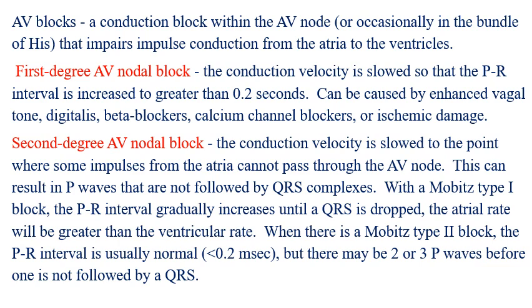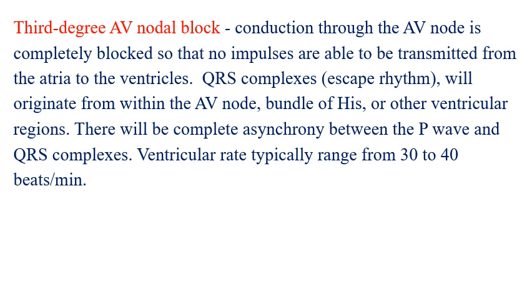AV block is a conduction block within the AV node. We mentioned this: first degree is prolonged PR; second degree is sudden failure of conduction, or progressive prolongation of PR, or 2-to-1 block. In fact, second degree AV block is divided into three types. Mobitz type 1: progressive prolongation of PR till there is failure of conduction. Mobitz type 2: sudden failure of conduction without previous progressive prolongation. And the second degree high grade: persistent constant block, 2-to-1 or 3-to-1. So second degree AV block is three types. Third degree AV block is complete AV dissociation.